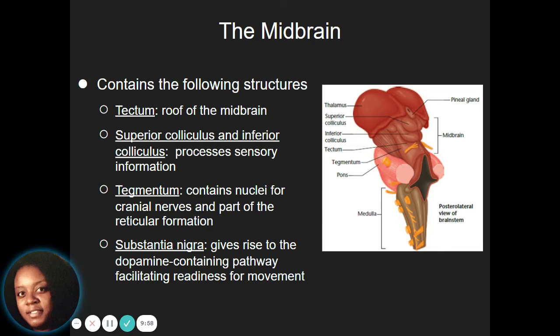And then your superior colliculus and inferior colliculus help process that sensory information that's coming from the spinal cord. And the tegmentum is able to control those cranial nerves and your reticular formation, whereas the substantia nigra gives rise to the dopamine-containing pathways that help get you ready for movement and being able to function properly.